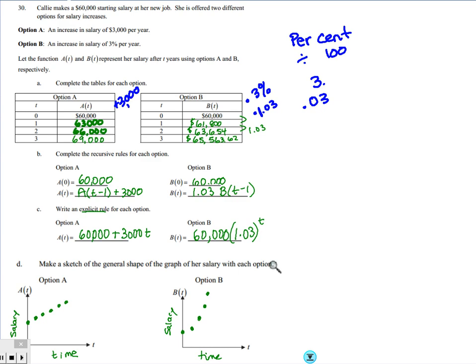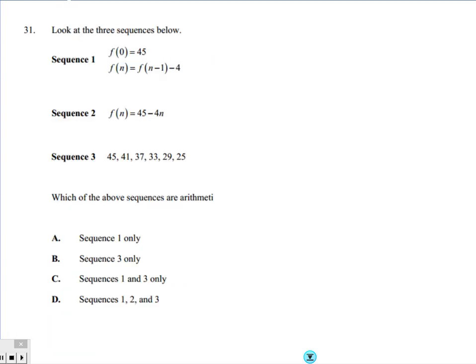I think there is one last problem to look at. So problem 31, look at the 3 sequences below. So we've got 3 sequences and we have to decide which of the above sequences is arithmetic. Sorry, I got cut off. I believe that's all it said. Let me check. Yes. Okay. So we have to decide, is it 1 only, 3 only, 1 and 3, or 1, 2, and 3?